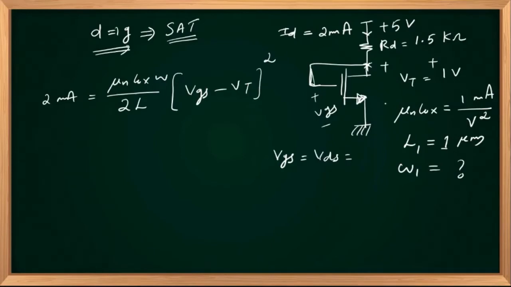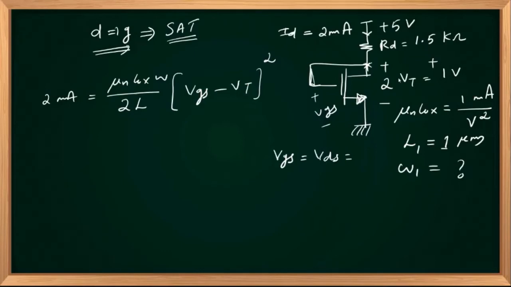VDS is nothing but, as we discussed earlier, total voltage 5 minus the drop across RD. What is the drop across RD? RD is 1.5K, ID is 2 milliampere. 2 into 1.5 equal to 3 volts. 5 minus 3, 2 volts. So VDS is equal to 5 minus 1.5 into 2. 1.5 into 2 is 3. 5 minus 3 is 2. VDS is equal to 2.